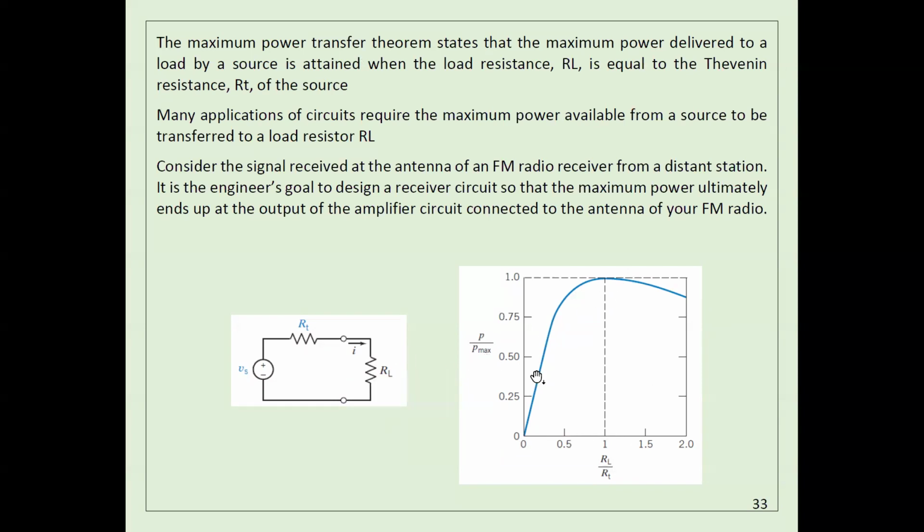As you see from this curve, when this R equals RT, when these two resistances are equal, this is where the maximum power can be obtained. If the resistance is less than that, we are going to get less power. If it is more than that, we also get less power. Is that okay? Any questions?